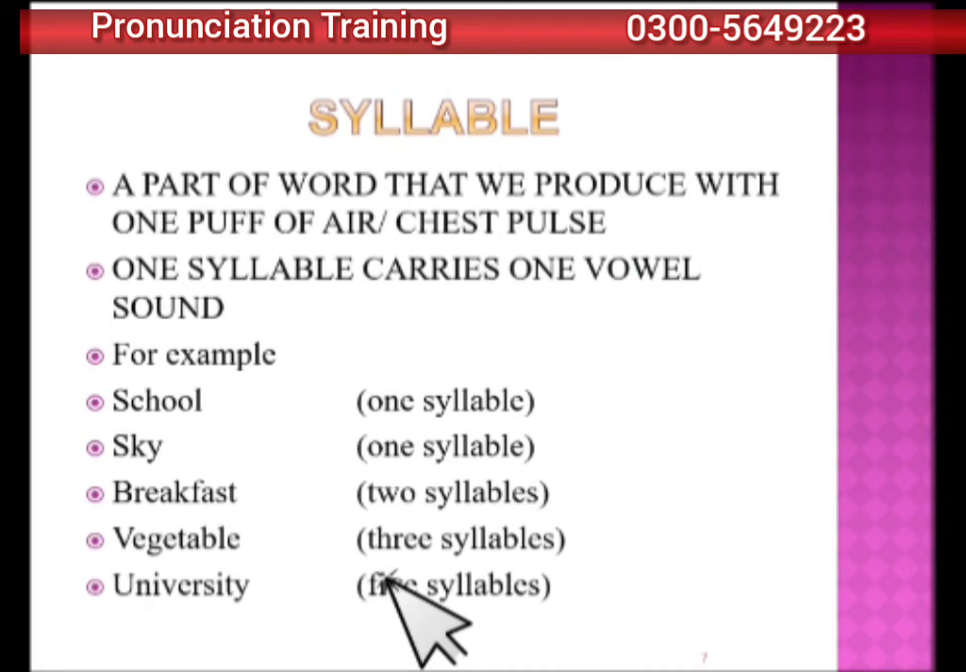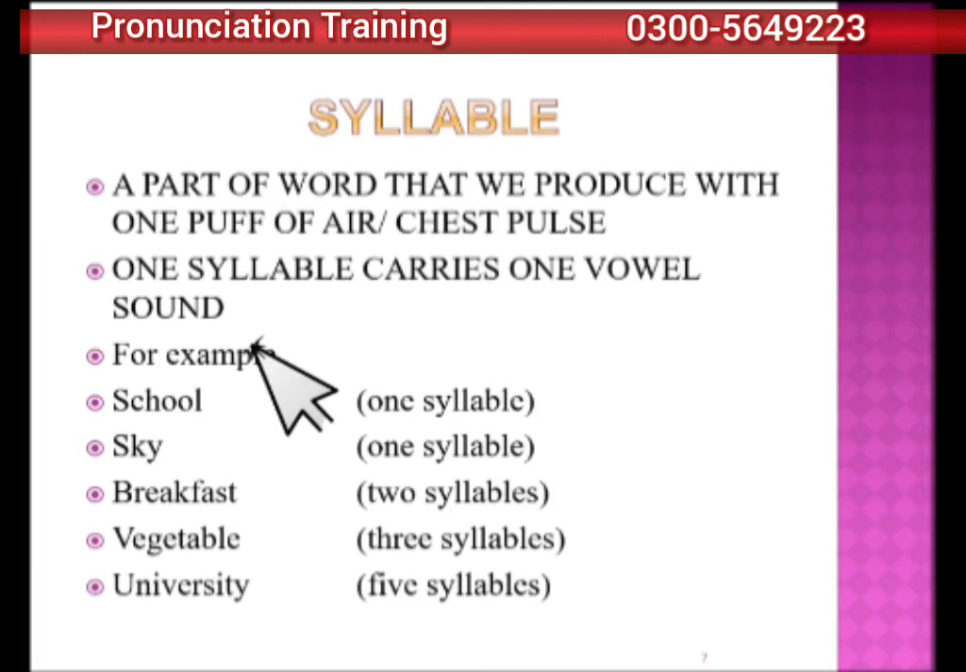Then for pronunciation, one more thing that's very, very important after vowels and consonant sounds is the syllable. You have to learn what a syllable is. A syllable is a part of a word that we produce with one puff of air, one chest pulse, and one more identification: one syllable carries one vowel sound. That's the simple definition of syllable.